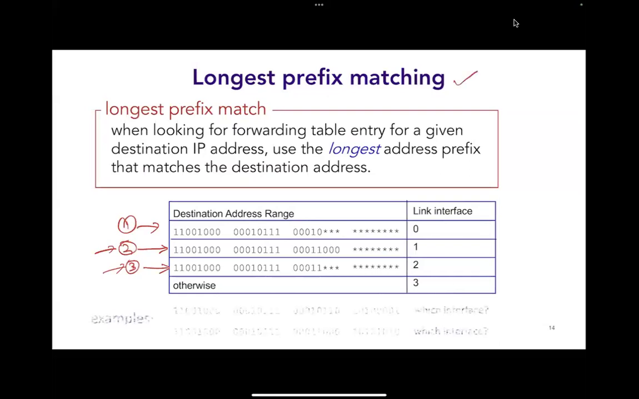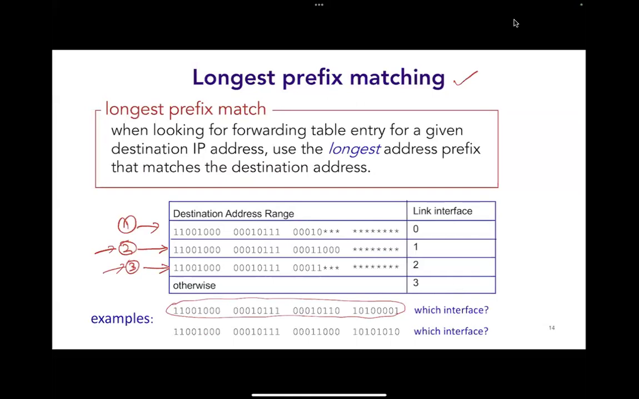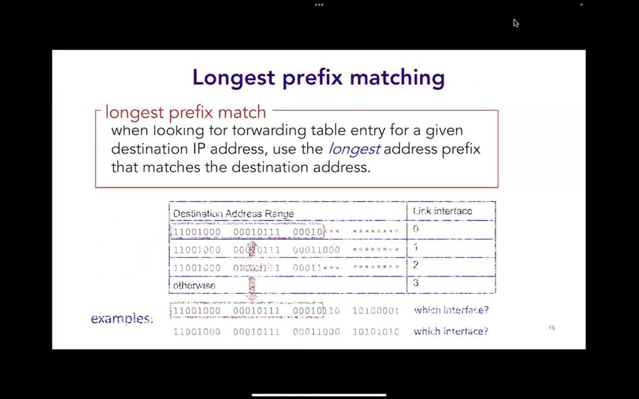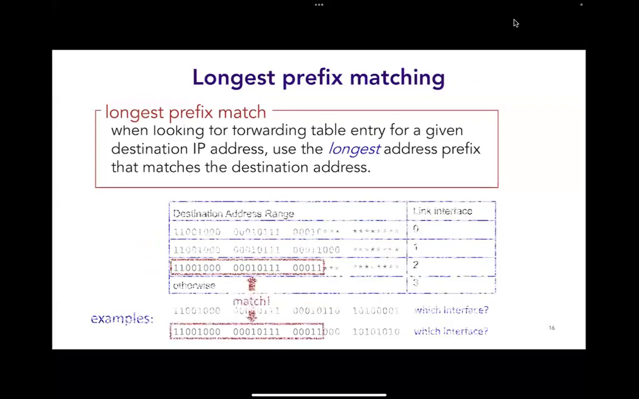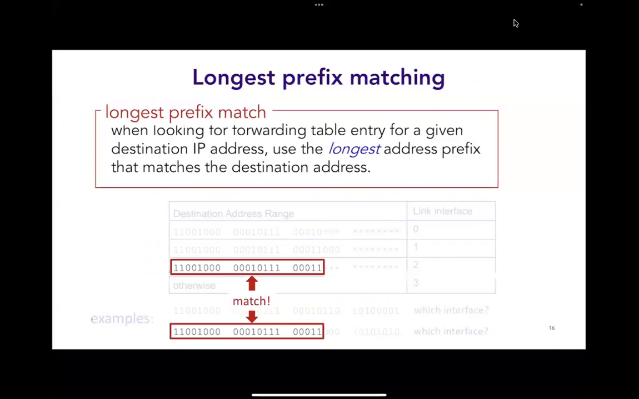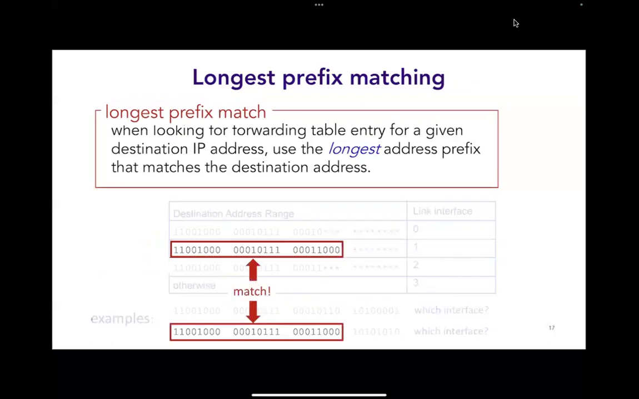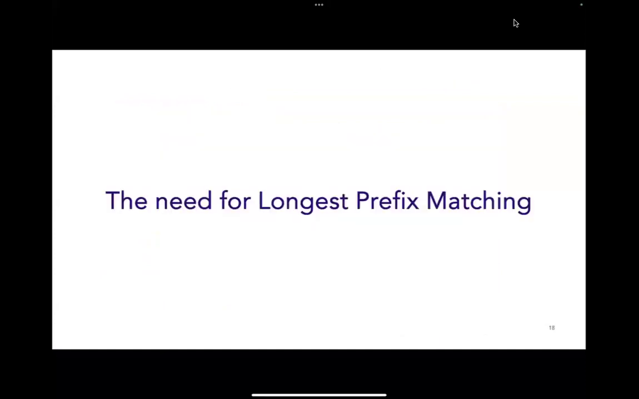Okay, let me give you an example. So let's say you have these IP addresses here. These IP addresses will go to which interface? If you look at the first IP address here, this first IP address matches the first entry and it will go to link interface number 0. If you look at the second IP address, this matches the third entry as well as the second entry. So which interface would it go to? Well, it would go to the one where you have the longest matching prefix, which is this one. So it will be directed towards link interface number 1.